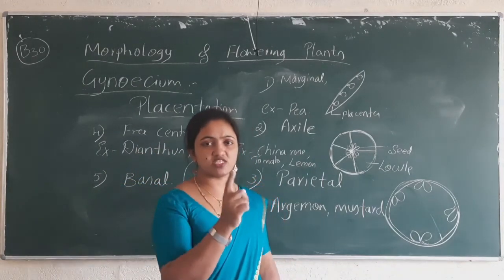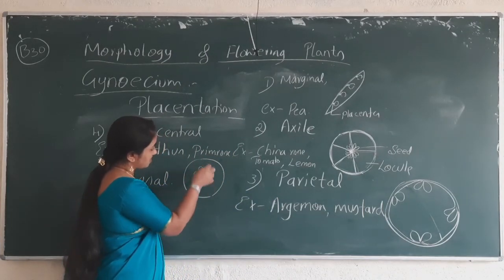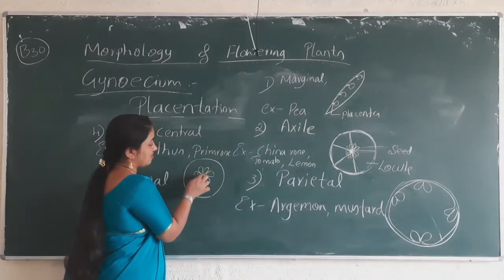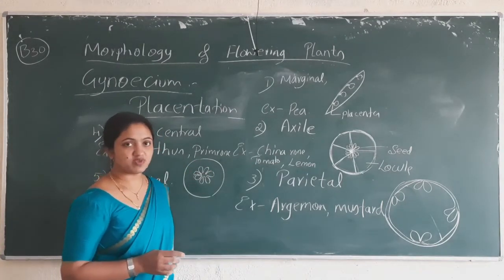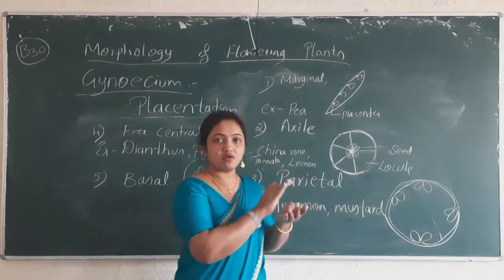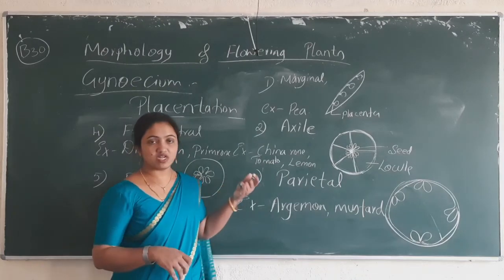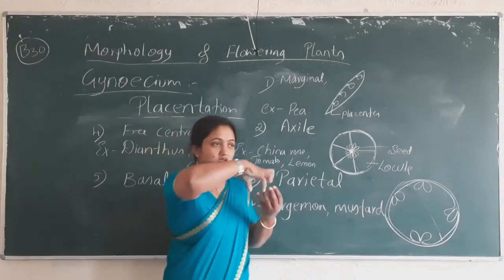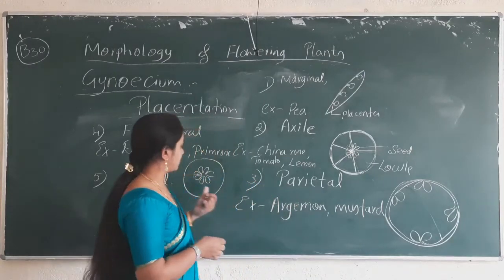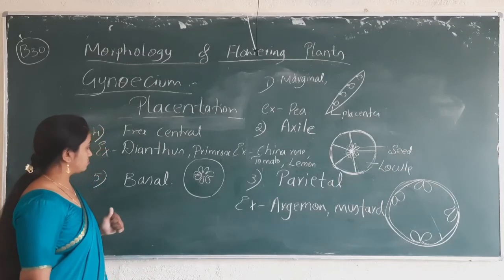Only one chamber it consists. Within that chamber, it forms the free central ovules. It means it doesn't get attached to any wall or to any locule. It will be there inside the ovary in a free manner. The examples are dianthus and primrose.